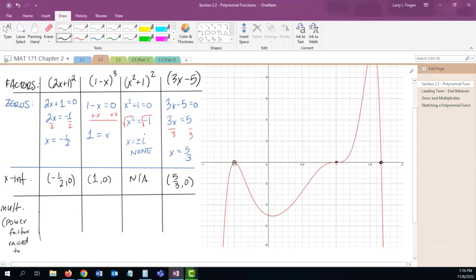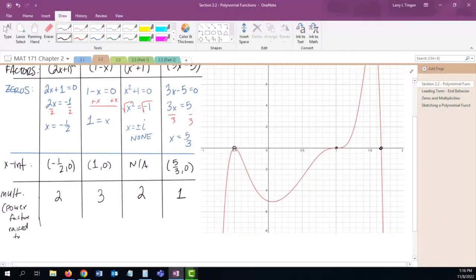All right, so my first one is 2x plus 1 squared. All right, so that's to the second power. The next one, 1 minus x is to the third power. Next one is to the second power. And then the last one, if there's no power up here, what's it understood to be? 1. Great. Now, what do you notice about the behavior? Yeah, ignore this one. It does have a multiplicity of 2, but it's imaginary.